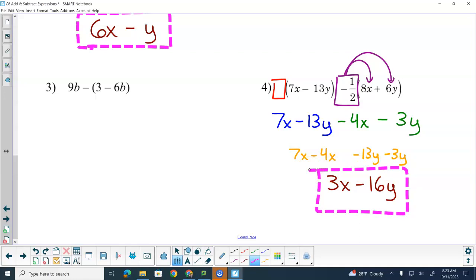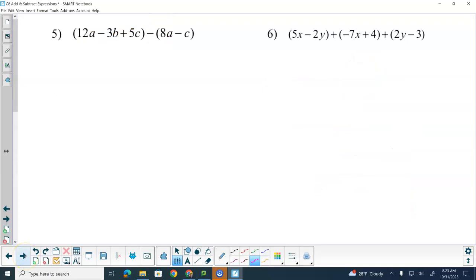Okay, which one did you say? 5 or 6? 6? Everybody good on these two? Because 6 is on the next page, so I gotta change the page. All right, here we go with number 6.